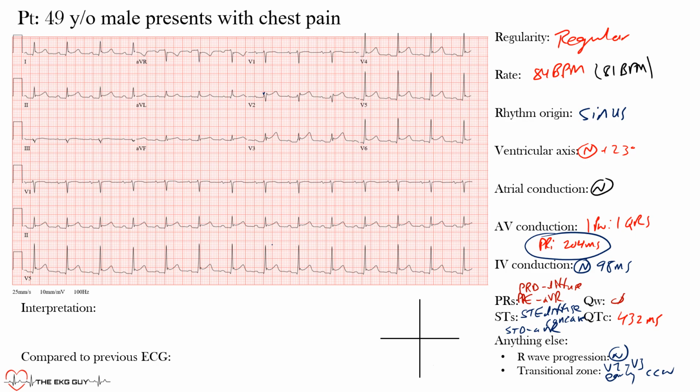So we have a regular rhythm at a rate of 84 beats per minute in sinus rhythm. So we would say that is normal sinus rhythm. We have normal ventricular axis and atrial conduction. We have prolonged AV conduction, we noted. So we would say this is normal sinus rhythm with first degree AV block, okay? Because you have a prolonged PR interval that's constant. So all of that prolongation in the PR interval is constant, and you have no dropped beats. That's why it's first degree AV block. Normal intraventricular conduction, and then we notice these findings here, okay? So these findings are of acute pericarditis.